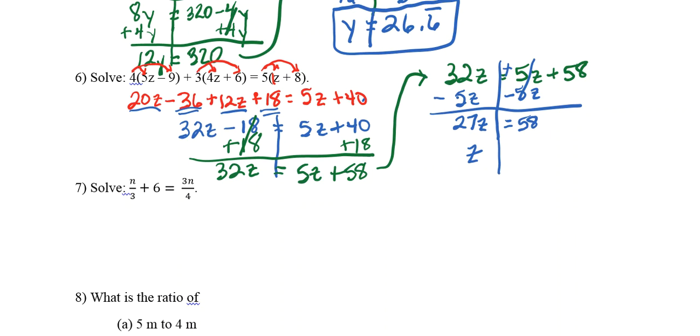So now what I'm going to do is, I got ahead of myself. Let me back up just a little bit here. Okay, the 27 and the z are multiplying. And so I'm going to divide by 27. So I get z equals 58 divided by 27. It's 2.148.